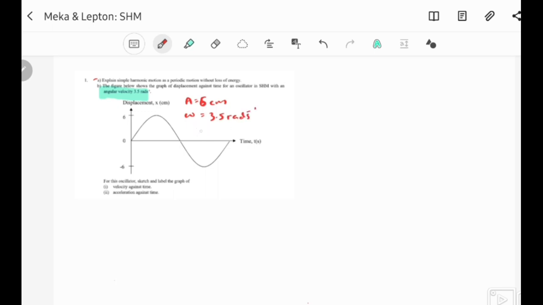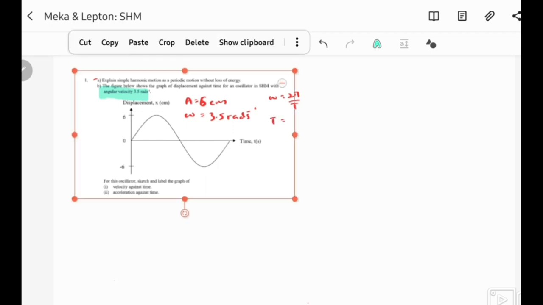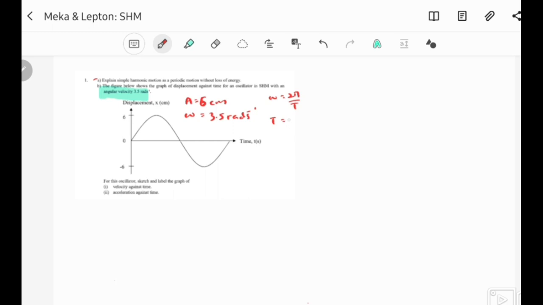Dari omega kita boleh dapat omega equal to 2 pi over T. So T sama dengan 2 pi over 3.5. So T kita sini kita dapat 1.8 second. Okay, itu info yang dia bagi. Tengok soalan dia. So for this oscillator, sketch and label the graph of velocity time dengan acceleration time.